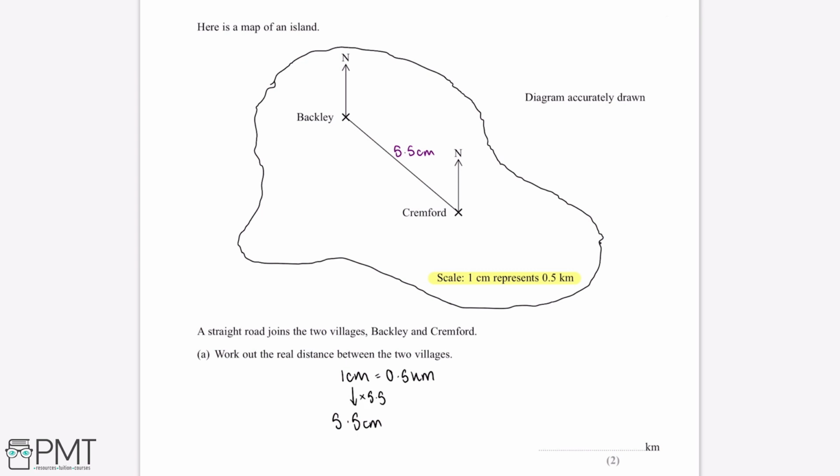So in order to work out the actual distance between the 2 villages, we're going to also want to multiply 0.5 by 5.5. And we can use our calculator, and this should give us an answer of 2.75 kilometres. And this is our final answer. Now this question is worth 2 marks. We'll get our first mark for multiplying 0.5 by 5.5, and we'll get our second mark for the correct answer.